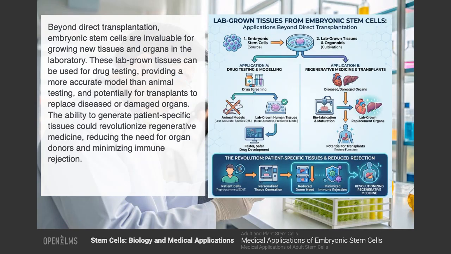Beyond direct transplantation, embryonic stem cells are invaluable for growing new tissues and organs in the laboratory. These lab-grown tissues can be used for drug testing, providing a more accurate model than animal testing, and potentially for transplants to replace diseased or damaged organs. The ability to generate patient-specific tissues could revolutionize regenerative medicine, reducing the need for organ donors and minimizing immune rejection.